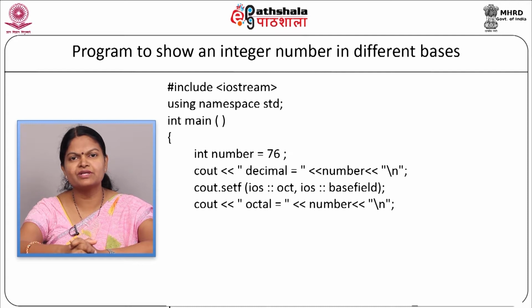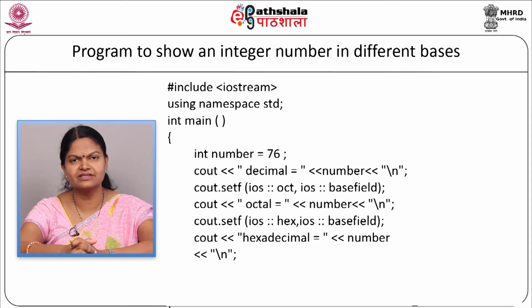Now we will change the format to hexadecimal as cout.setf(ios::hex, ios::basefield). Now we will print the value in the hexadecimal format as cout << "hex = " as a text field, and the value of the number.